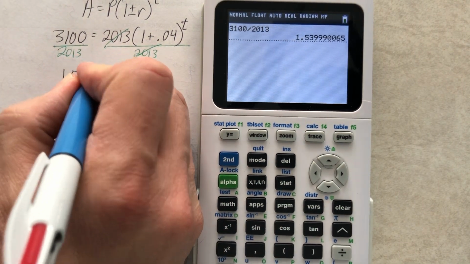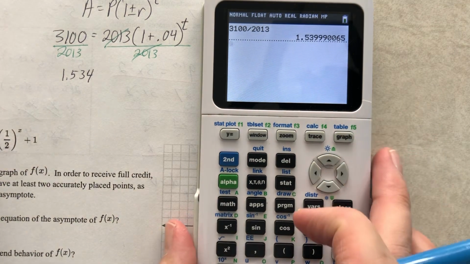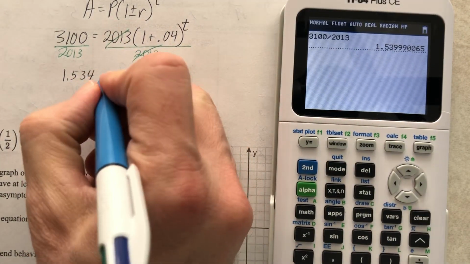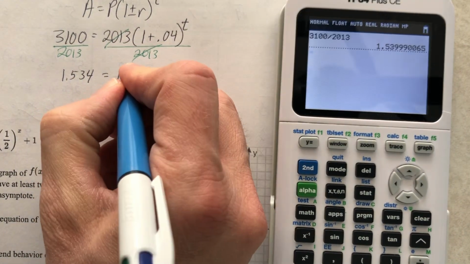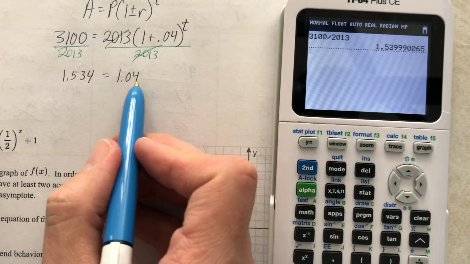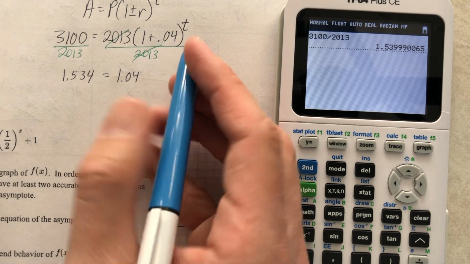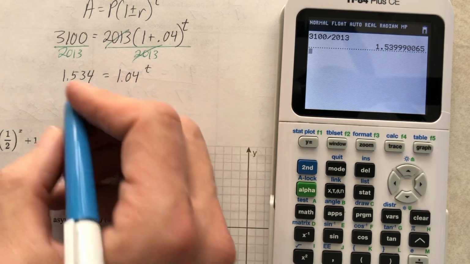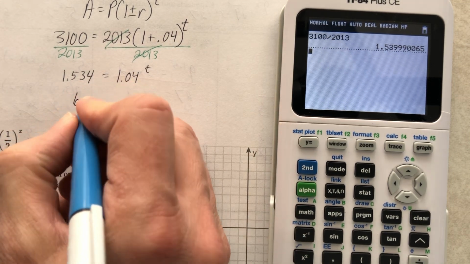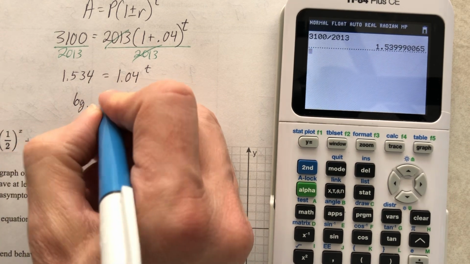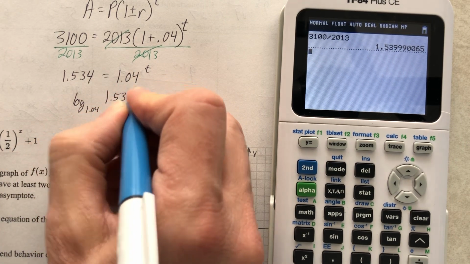There we go. 1.534. Well, I think that'll be sufficient. 999, that's going to work pretty well. We'll need a log here in a minute. So 1.04, and 1.04, I'm not just making that up. I typed that in. 1 plus 0.04, or do it in your head in this case. And that's to the t. We're ready for a log. So log base 1.04 of 1.534, and that's equal to t.